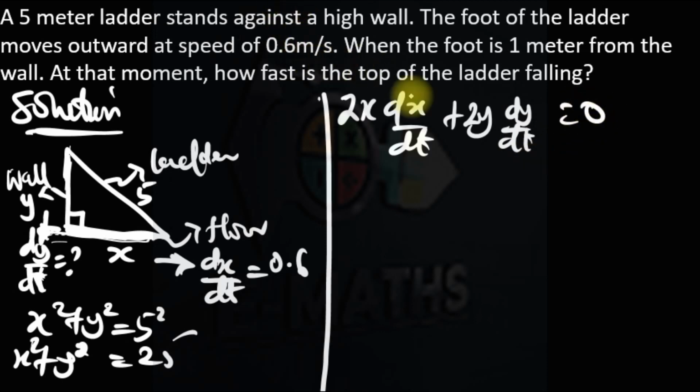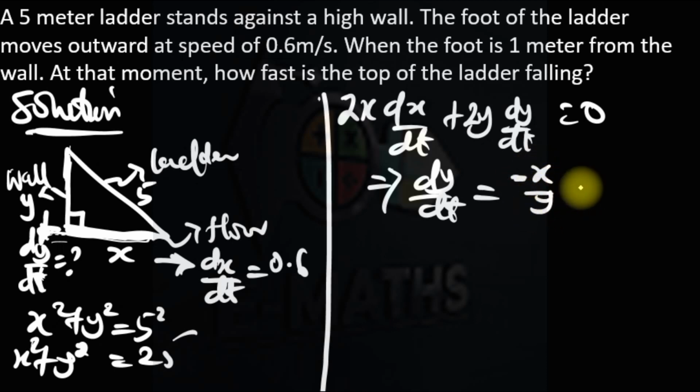And from here we can see that 2 can divide, so making dy dt the subject of formula, 2 can go. So we see that this is equal to minus x over y dx dt. So we'll make this the subject of formula.